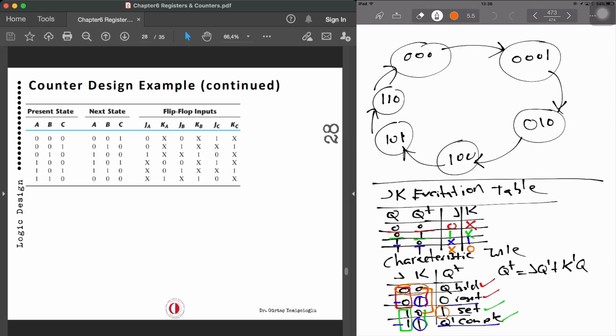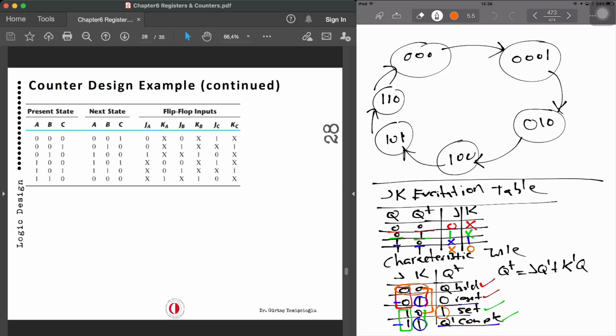Now, how are we doing that? Input A, present state A, next state as A, 0. So 0, 0, 0, 0, 0x. So 0x. Present state for B is 0. Next state is 0. 0, 0 is 0x. Present state for C is 0 and it is 1. So 0, 1, it's going to be 1x. So JC is 1, KC is x.